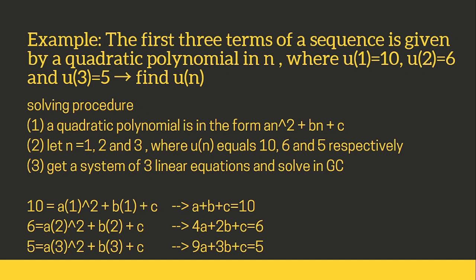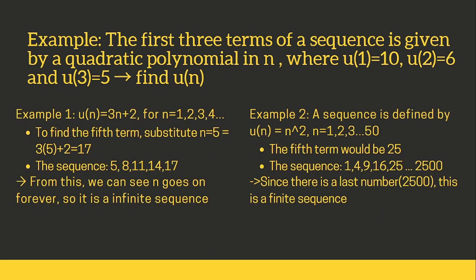Then you have 6 equals a times 2 squared plus b times 2 plus c. That's 4a plus 2b plus c equals 6. Then 5 equals a times 3 squared plus 3b plus c, which is 9a plus 3b plus c equals 5. Putting all this into your graphing calculator, you get a equals 1.5, b equals minus 8.5, and c equals 17.